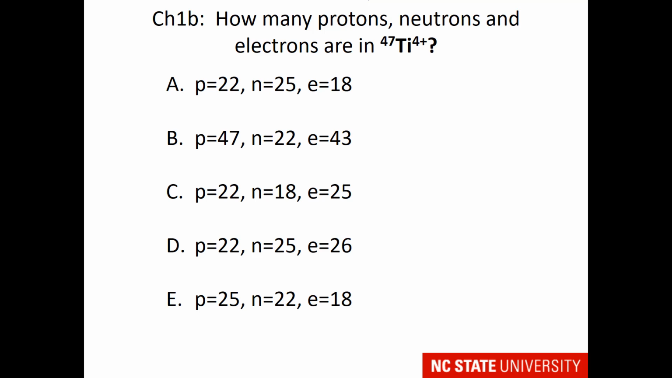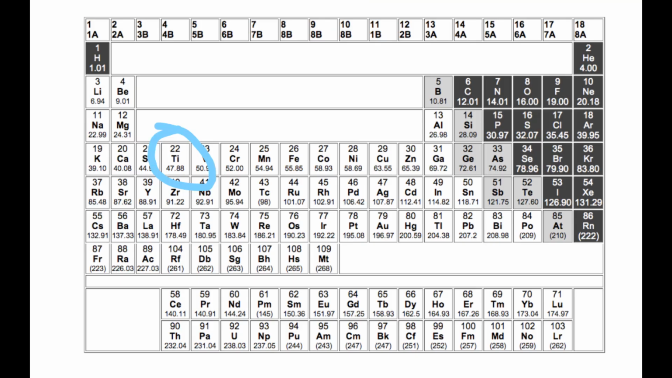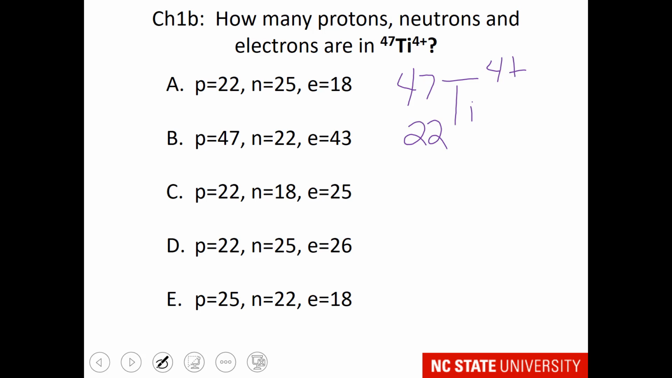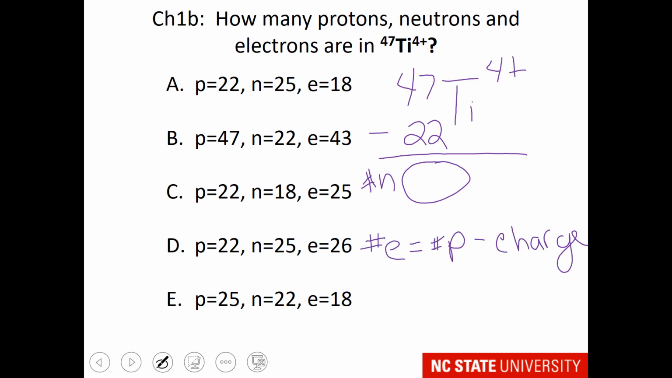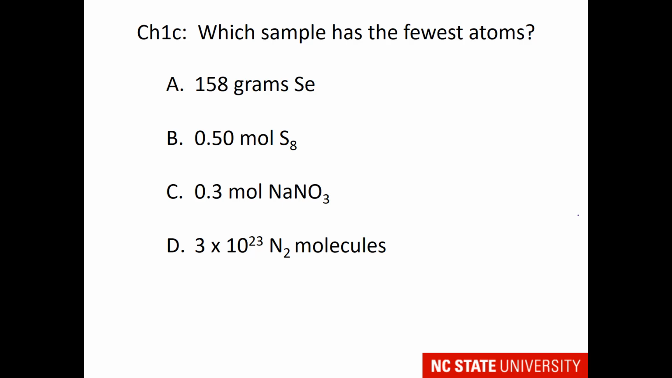This next one asks, how many protons, neutrons, and electrons are there in titanium with a mass of 47 and a charge of 4+? So I trust you're going to visit a periodic table and see the 22 on top of titanium. So I can rewrite this with the 22 for the atomic number. And I trust you remember that for the number of neutrons, we have to take the atomic mass minus the atomic number, and that the number of electrons is equal to the number of protons minus the charge. This tends to be a challenging question for students.